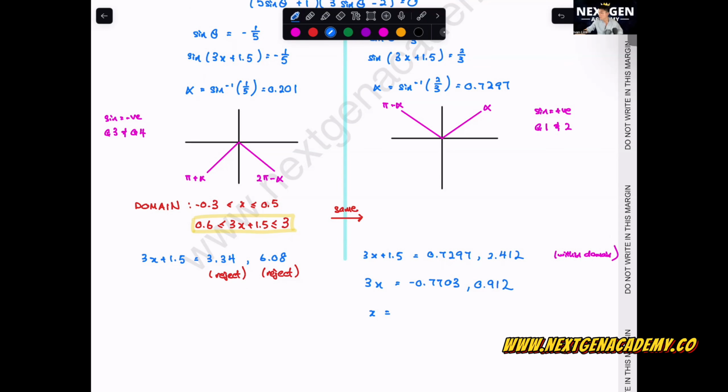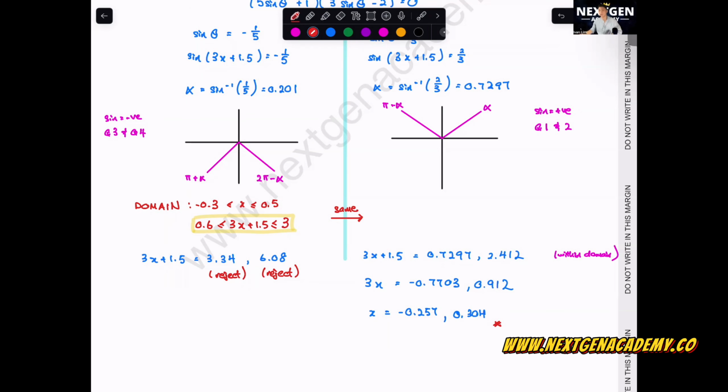I think there's a range of answers that they'll accept. So you round up to 3 s.f. This one is negative 0.0073 divided by 3, which is 0.304, and the other is 0.257. Both of these will be the final answer. 5 marks only.